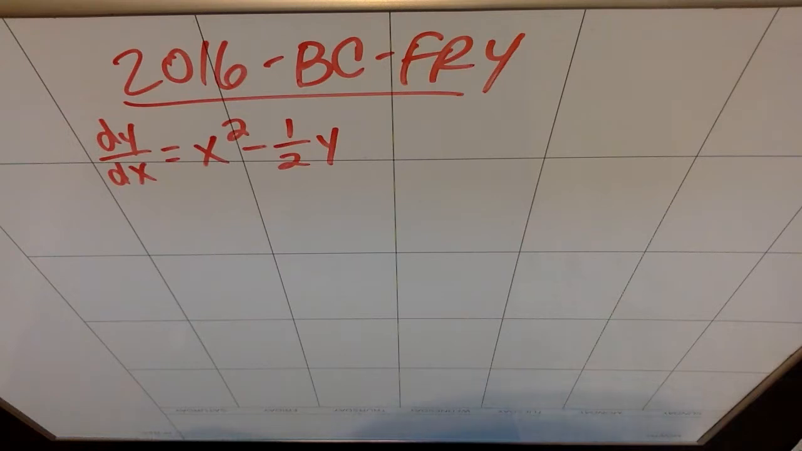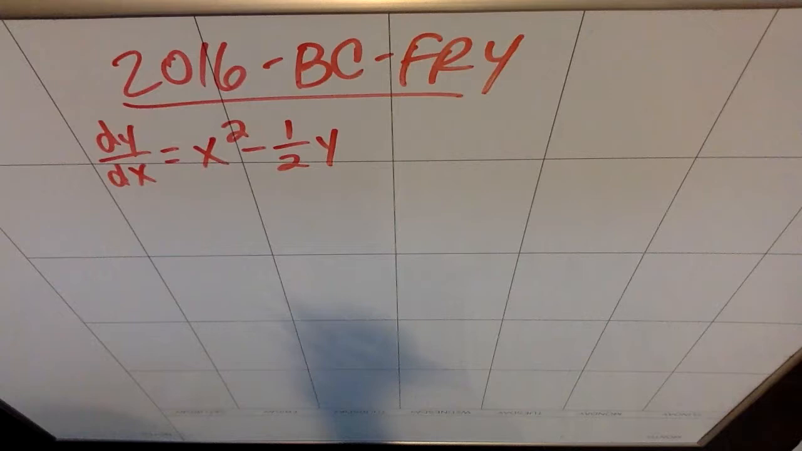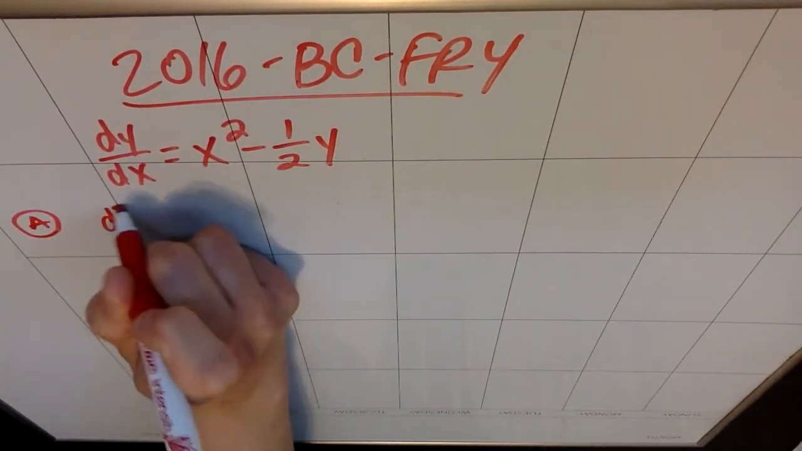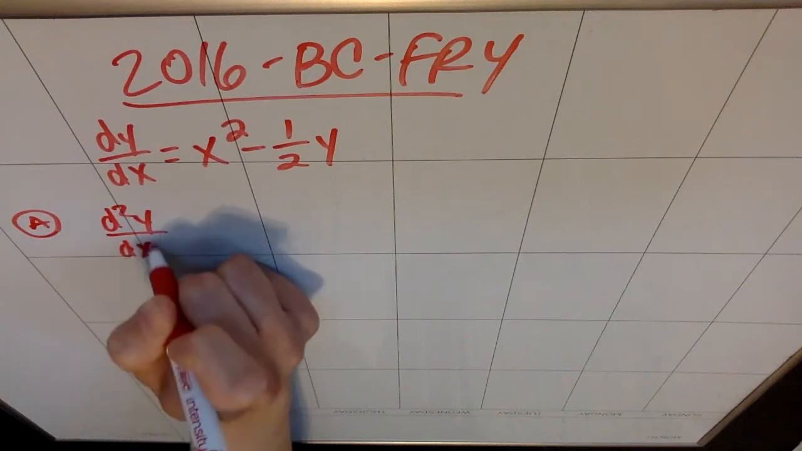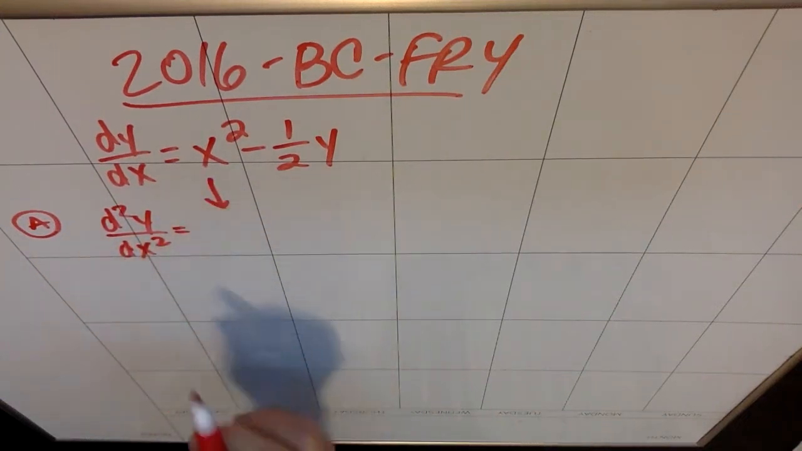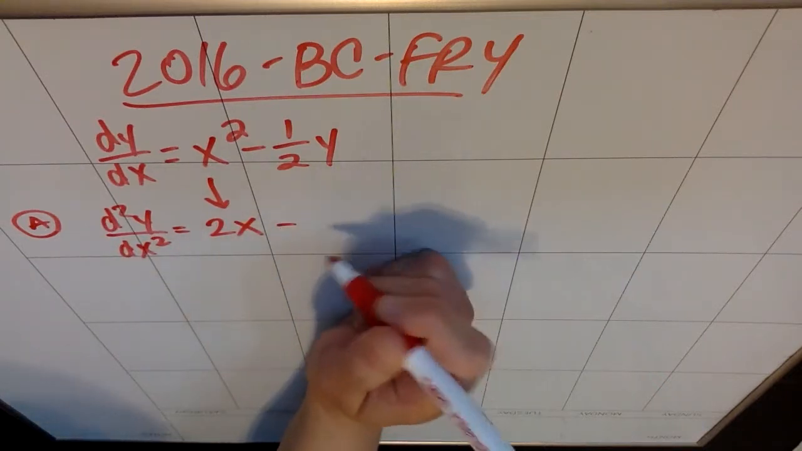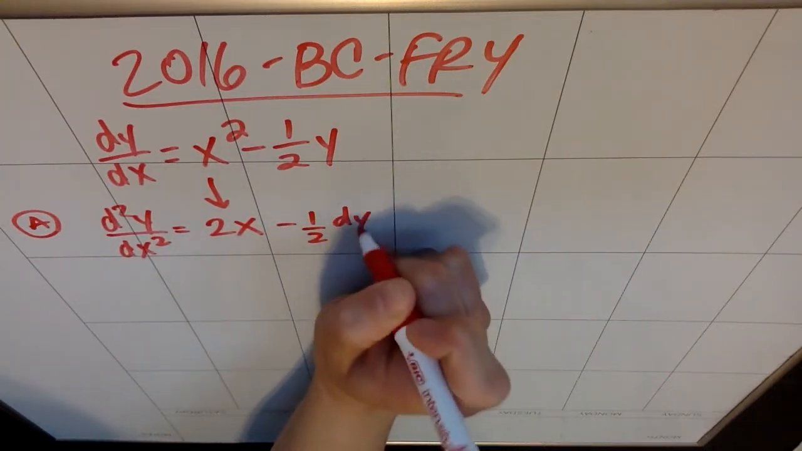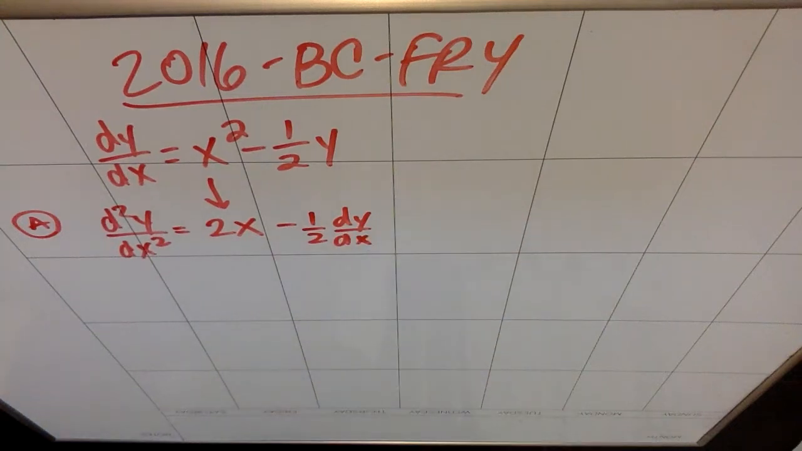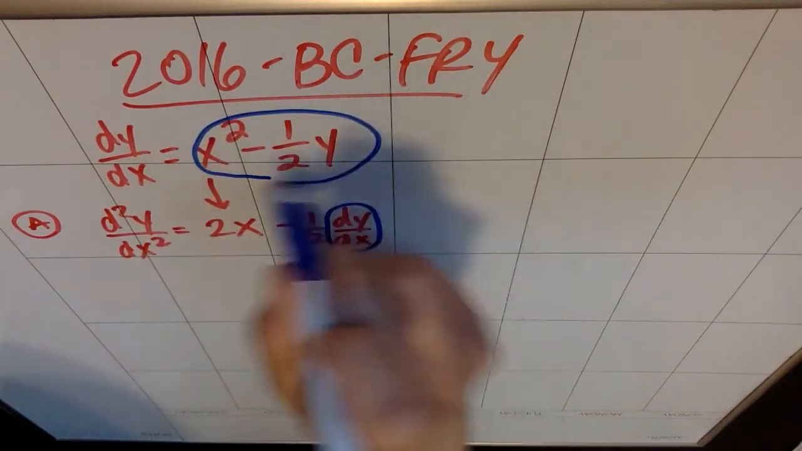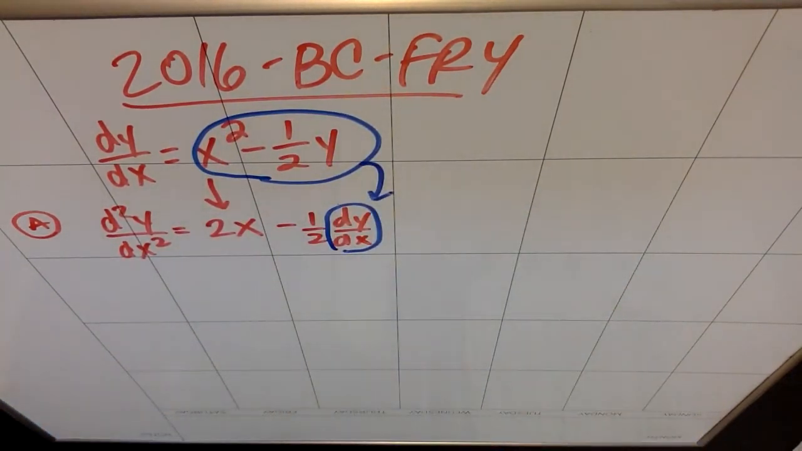Part A, find d squared y/dx squared in terms of x and y. Cool. So for part A, we're going to find the second derivative. When I derive dy/dx, I'm going to get d squared y/dx squared, and that's going to equal, when I derive x squared, a 2x. When I derive 1/2 y, I'm going to get a 1/2 dy/dx. So that's not wrong, but it's not what they asked me for. They asked for this in terms of x and y, so I'm going to have to take this and replace it with this whole thing, which is the same as dy/dx.